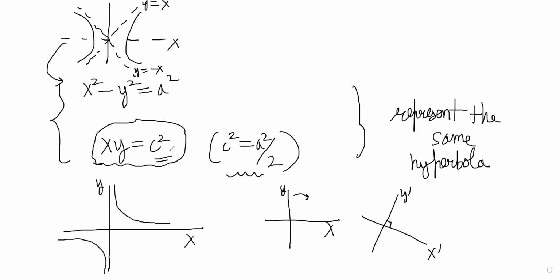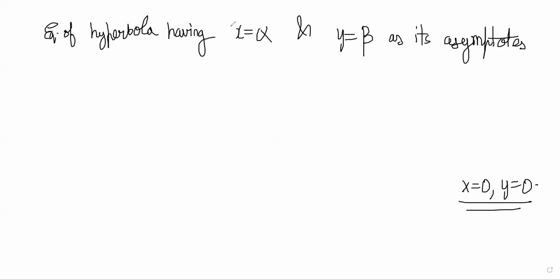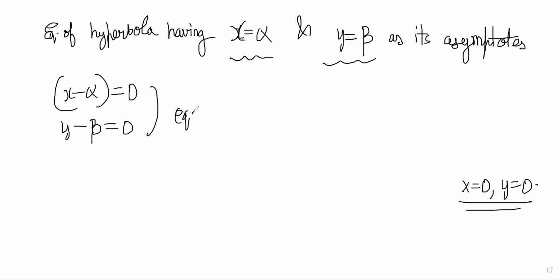Now, similarly, you can understand that we can find the equation of hyperbola having x is equal to alpha and y is equal to beta as its asymptotes. So far, when we look at a rectangular hyperbola, our asymptotes are x is equal to 0 and y is equal to 0. We can make an equation of a hyperbola with this as the asymptote. So first of all, what you can say is x minus alpha equals 0 and y minus beta equals 0 are the equations of asymptotes.